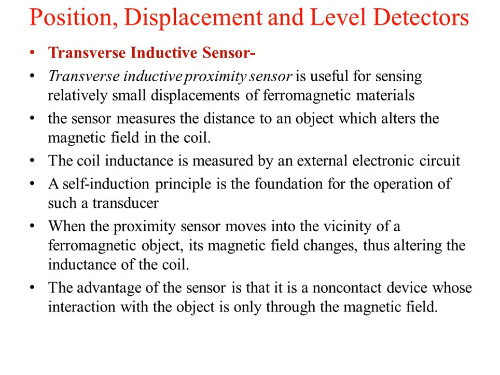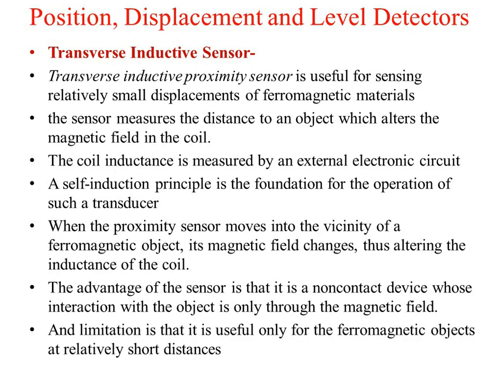The advantage of this sensor is that it is a non-contact device whose interaction with the object is only through the magnetic field. The limitation is that it is useful only for ferromagnetic objects at relatively short distance. So the disadvantage is that you can only detect the movement of a ferromagnetic type of object, and it is at a shorter distance only.